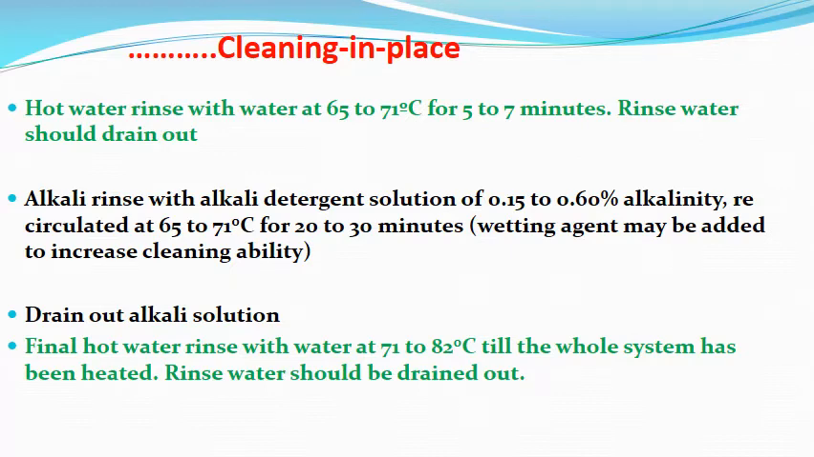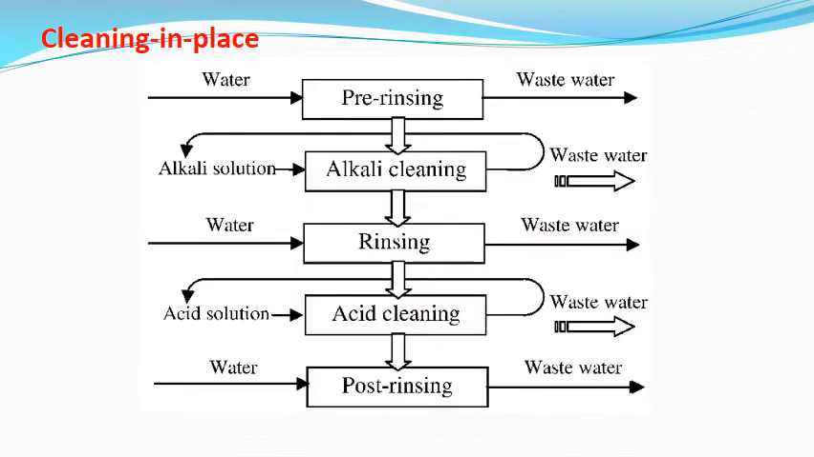So this is the process for cleaning in place, which is done automatically, programmed from one center of cleaning station, where pipes and hoses come and are attached to the different equipments, and one by one different solutions come, and rinsing and cleaning takes place. Here it is diagrammatically explained.